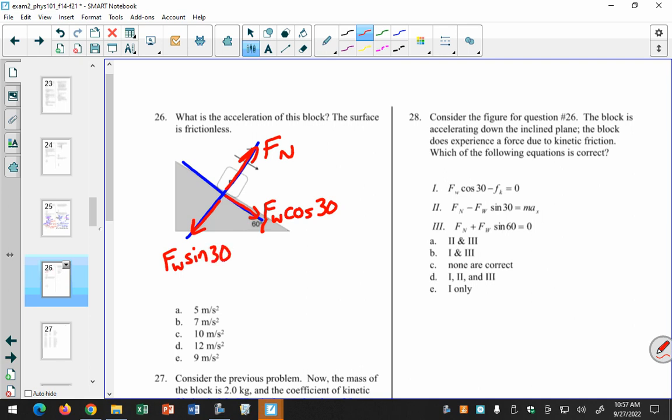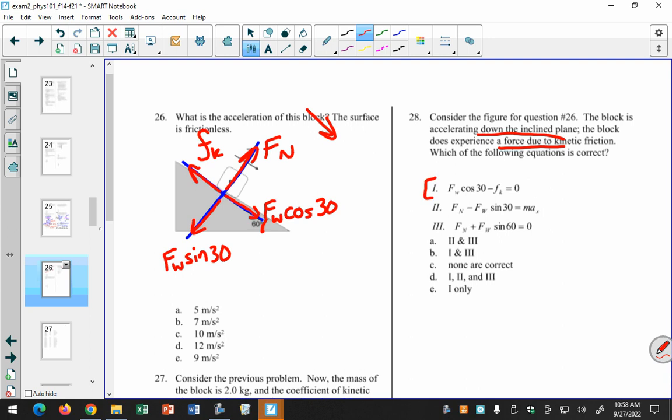And it says it's frictionless, although I'm assuming that it does experience a force due to friction. It's moving down the inclined plane, it says right here. So that means that the frictional force is in that direction. So that's my resolved vectors.